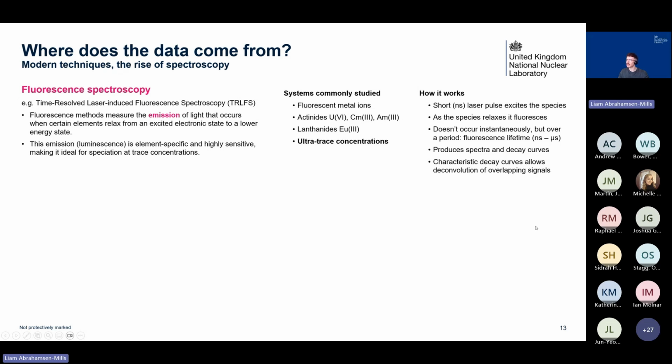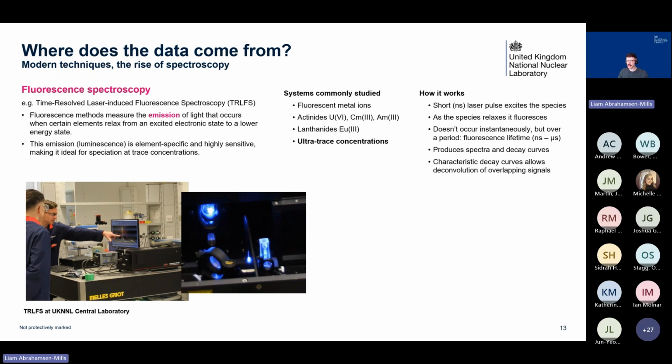So a short laser pulse excites the species, which then causes the emission or fluorescence. And importantly, that fluorescence doesn't occur instantaneously, but over a period of time, which gives a distinctive lifetime for a particular species. And that allows, again, the deconvolution of overlapping signals in a spectrum.